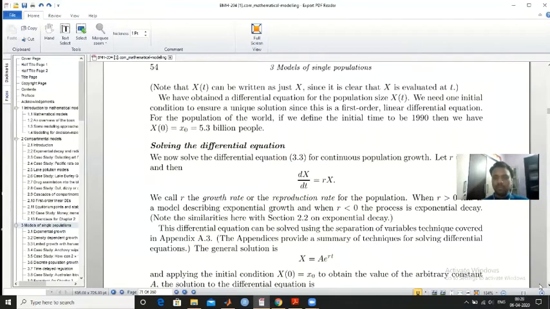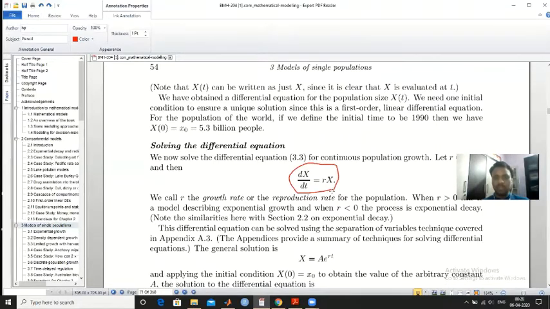So you can write it as dx over dt is equal to Rx. And what is the R here? R is equal to beta minus alpha. It's clear. So this R is nothing else than beta minus alpha. Beta is the birth rate per capita, alpha is the death rate per capita.